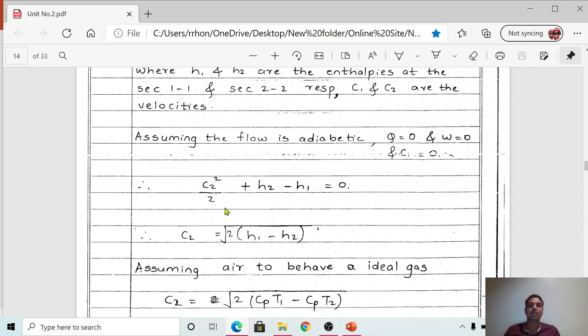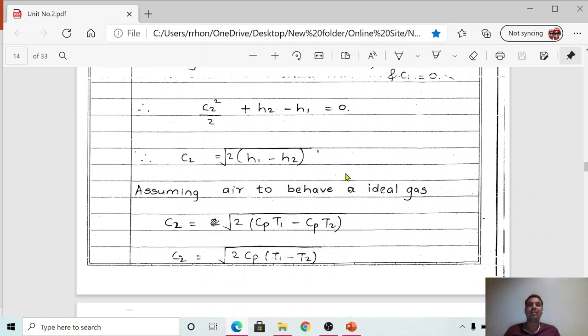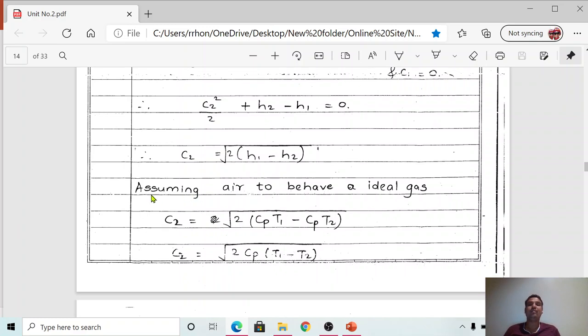C2 is equal to, here is the square, so we can write the under root at the right side of the equal to sign. Take this 2 to the other side, and H2 is positive and H1 is negative over here. When it comes to the right side of the equal sign, we can write under root of 2 into H1 minus H2. This is the simplified equation from this equation itself. Now here we have the velocity of air at the throat section, that is the C2 value.